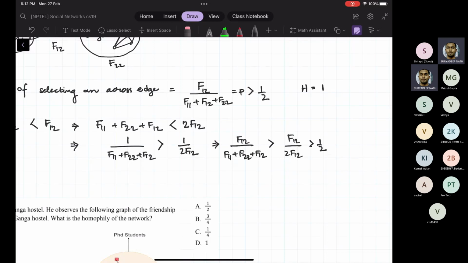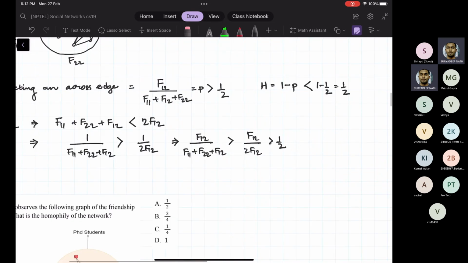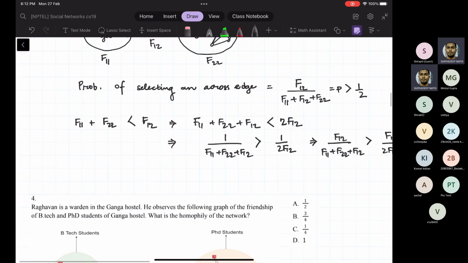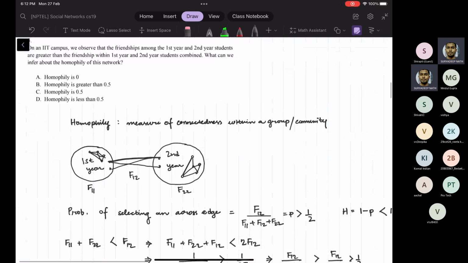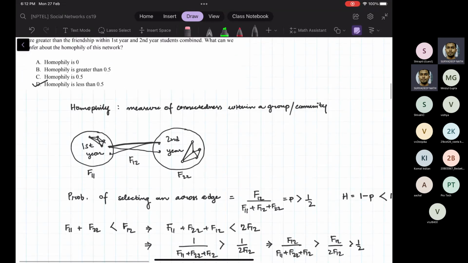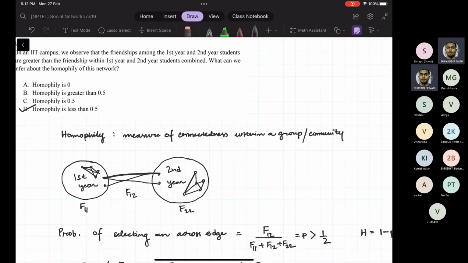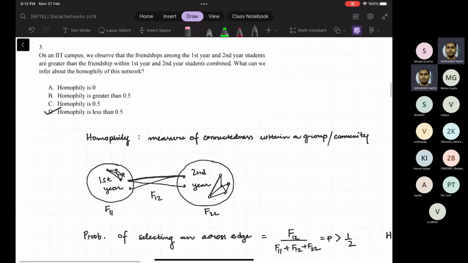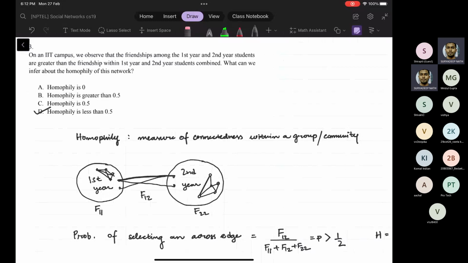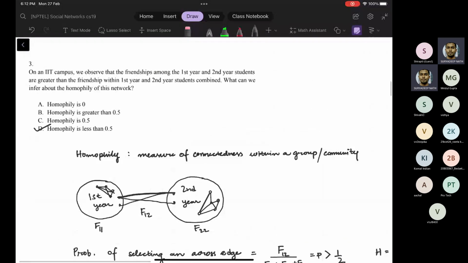So homophily is basically 1 minus P, that is less than 1 minus half, which is equal to half. So the right answer would be that homophily is less than 0.5, and it could be understood intuitively as well, because just by reading the statements you can see that the first years and second years are not well connected among themselves, and there are more friendships across, which indicates a low homophily in the network. A low homophily is usually less than 0.5. So option D is the correct answer.